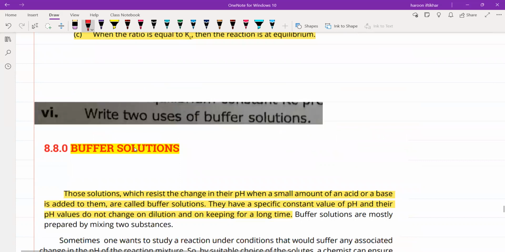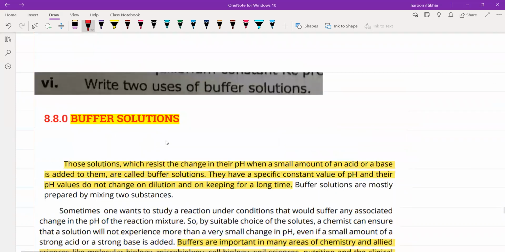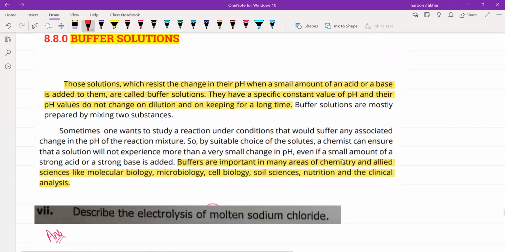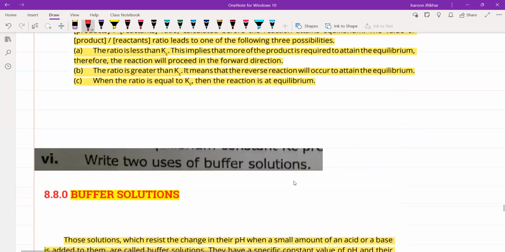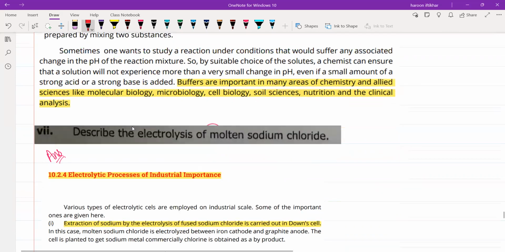Now, write two uses of buffer. A buffer is a solution that resists change in pH, and it is used in life sciences, molecular biology, microbiology, soil sciences, etc. Okay, it is also used to maintain the pH of blood.